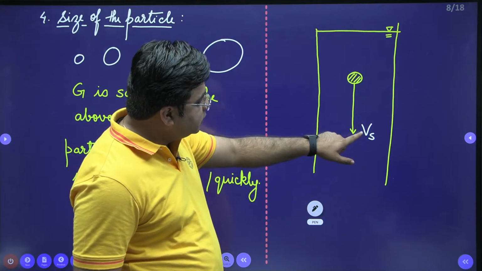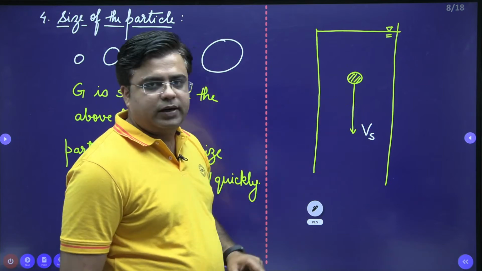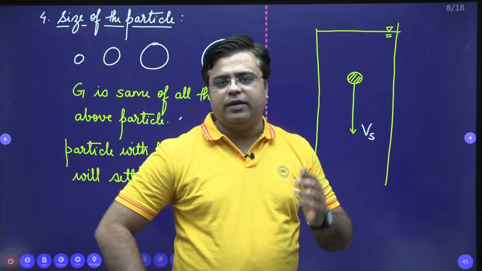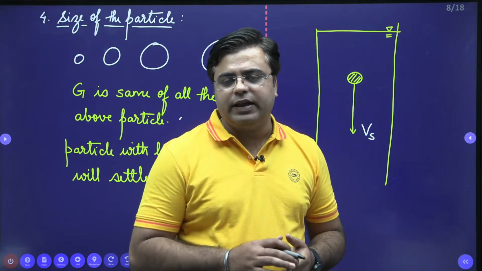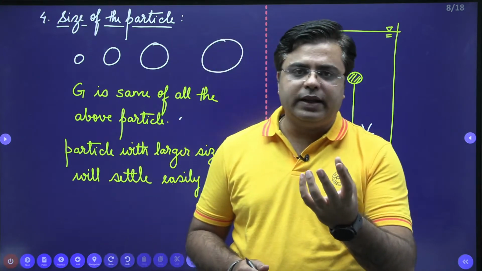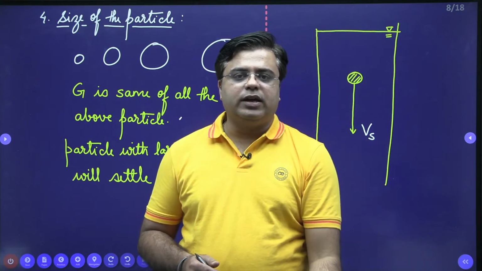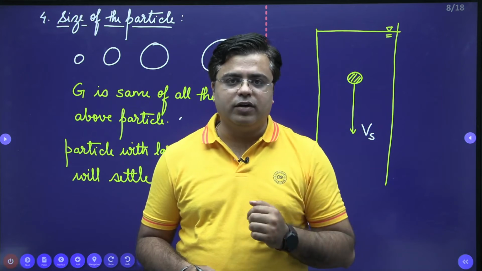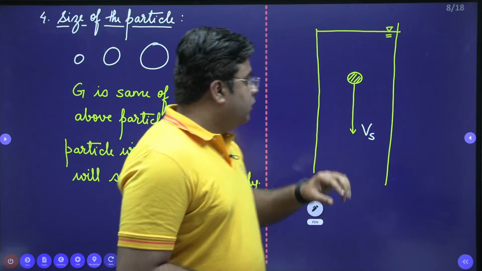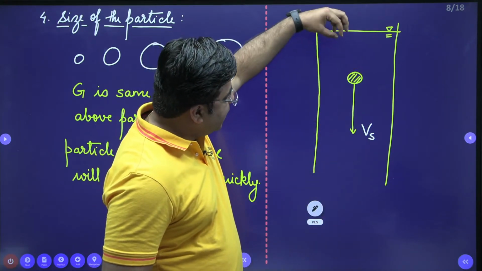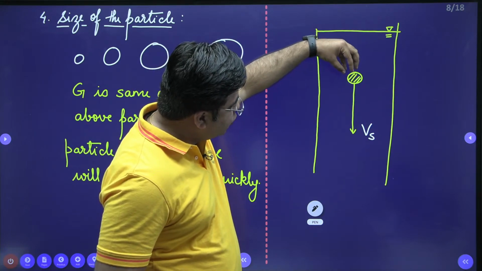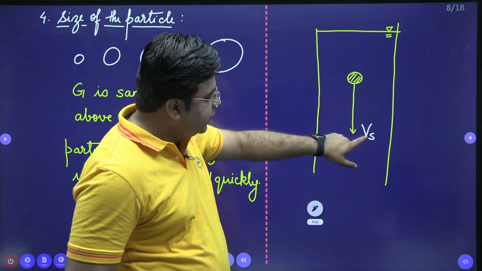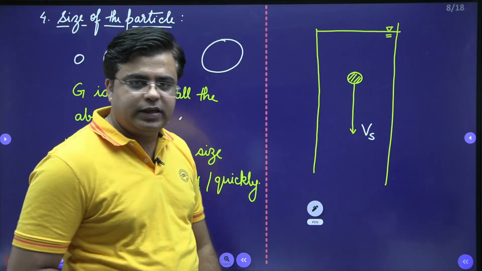This settling velocity depends upon the size of the particle. More the size of the particle, more will be the settling velocity. You can imagine it very well. More the size of the particle, more quickly it will settle, and if it is settling quickly, it means it is settling with more settling velocity. So when you drop a particle, after some time it will move with a constant velocity, which is known as the settling velocity of the particle.